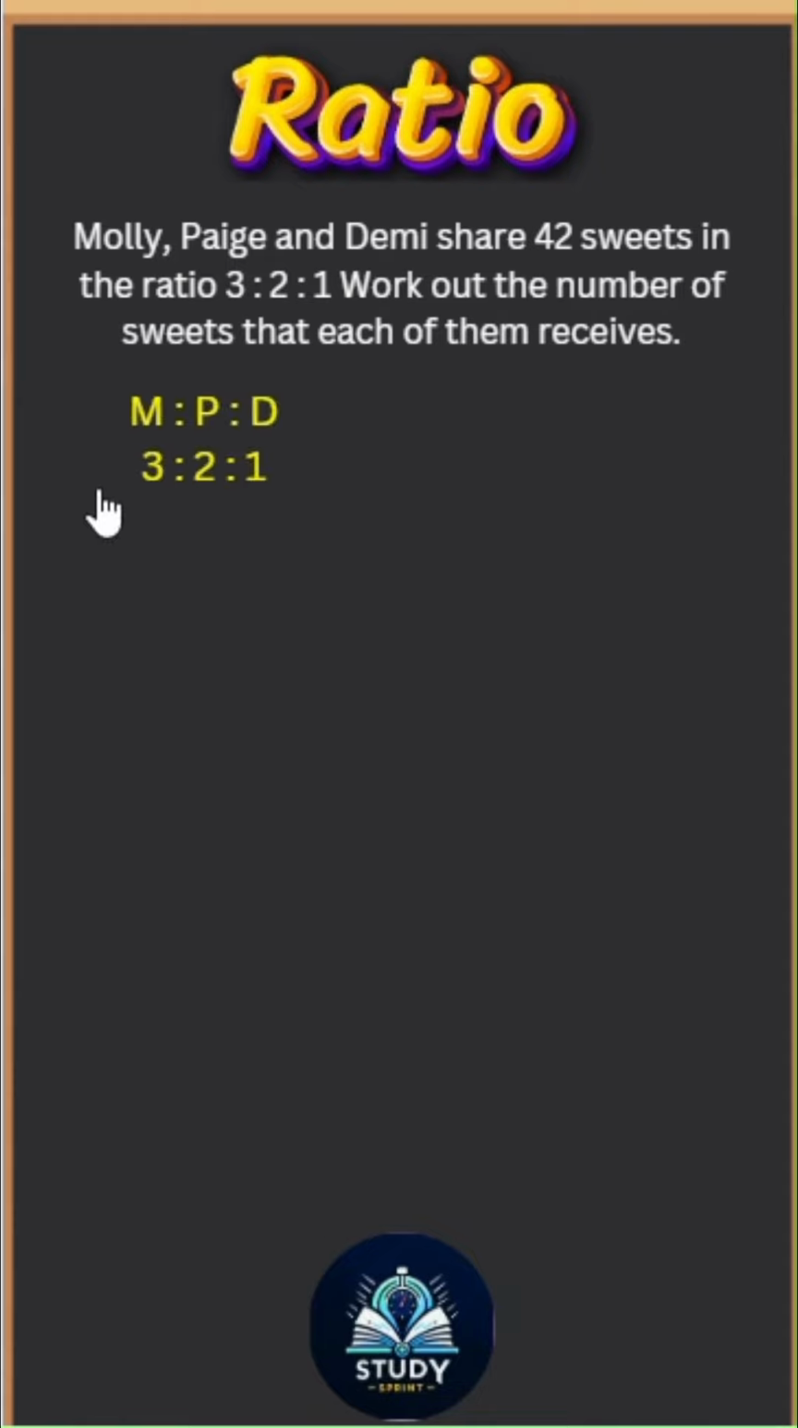So now our first step is to write down the data that we have. We have the ratio of the number of sweets from Molly to Peg to Demi, which is 3 to 2 to 1. We also know that the total number of sweets shared between the three of them is 42. That means that 3 plus 2 plus 1 is equal to 42, because 3 is the ratio for the sweets that Molly gets, 2 represents the number of sweets that Peg gets, and 1 represents the number of sweets that Demi gets. So the total of them would be 42 sweets.